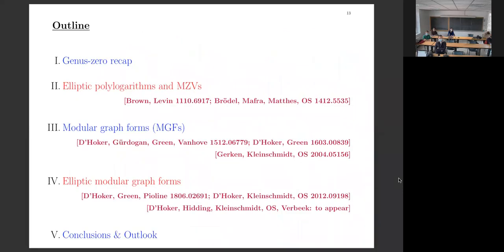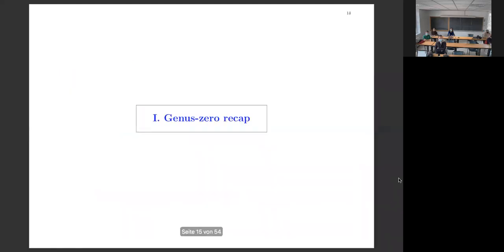Okay, so the outline was already implicit in the previous slide, so I won't comment much. But this is a slide where you can later go back to and look up some important references, which I hope to highlight again. Yeah, we start at genus 0.